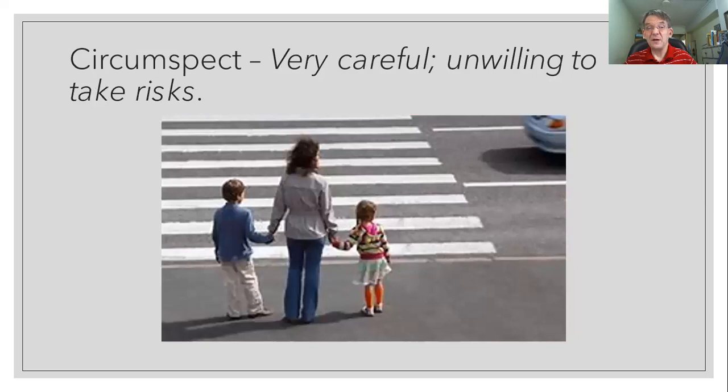The next vocabulary word is circumspect. Circumspect means very careful, and unwilling to take risks. So here we see a mother with her two children standing at a crosswalk, and they are waiting for traffic to go by before walking across the street. So this woman is being very circumspect. She's being very careful and is not willing to take any risks.